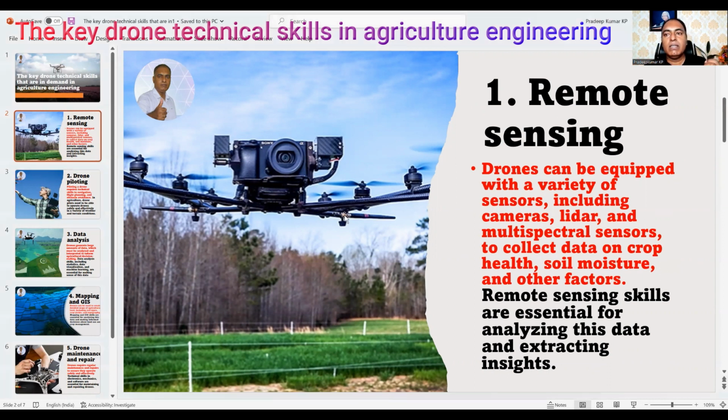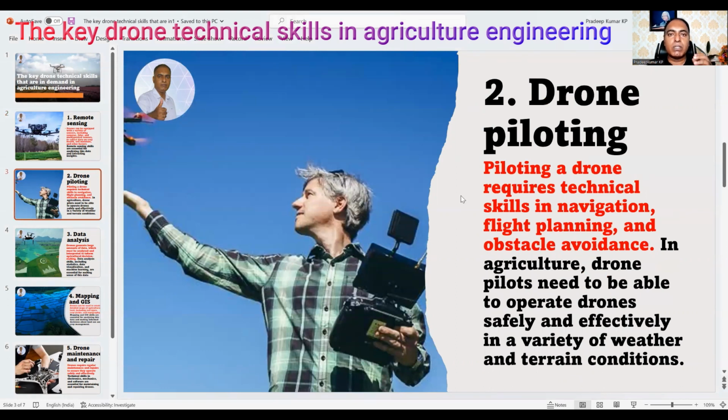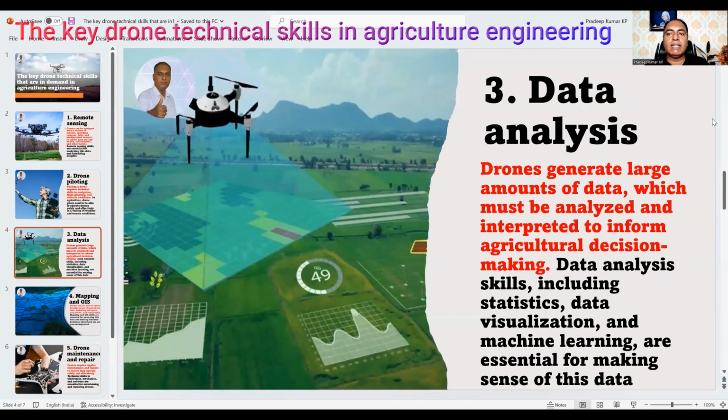The second one is drone piloting, because if you want to use a drone in the agriculture field, definitely somebody has to fly it. Piloting a drone requires technical skill in navigation, flight planning, and obstacle avoidance. In agricultural drones, pilots need to be able to operate drones safely and effectively in a variety of weather and terrain conditions. So drone piloting is another skill required in the agriculture area.